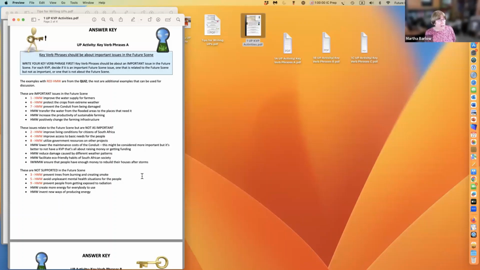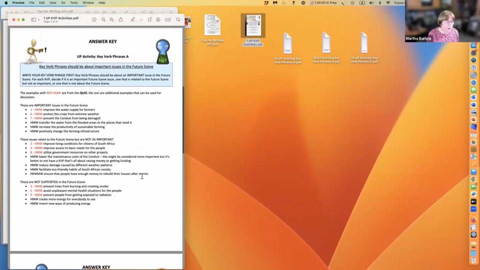Now, they might have had a challenge that said, this could result in trees burning and creating smoke, but it wasn't in the future scene. So it's not really a good focus for the key verb phrase.